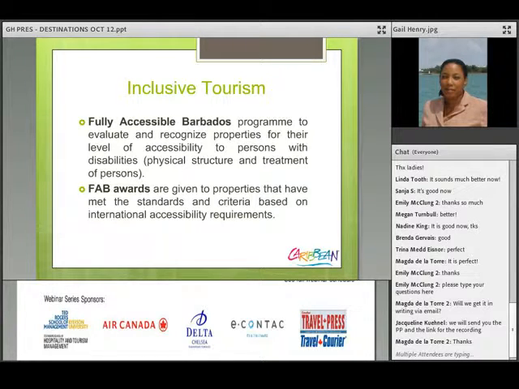Credit to the government of Barbados for that, and we hope it will spread throughout the Caribbean. The properties are awarded what we call FAB Awards, Fully Accessible Barbados Awards, so that there is public recognition that they have instituted certain standards in terms of facilities and services that the disabled traveling public would look forward to receiving. This is growing within Barbados, and it is something we are trying to encourage, as part of sustainable and responsible tourism.